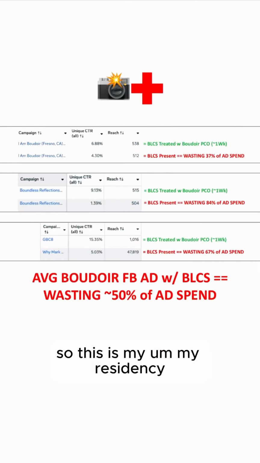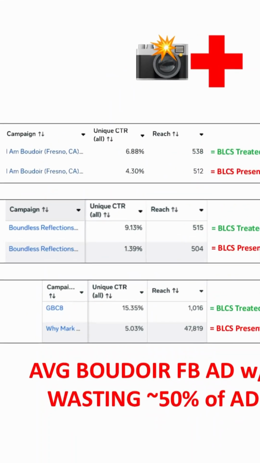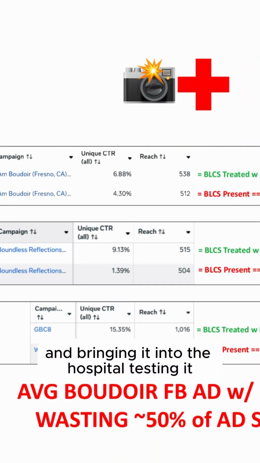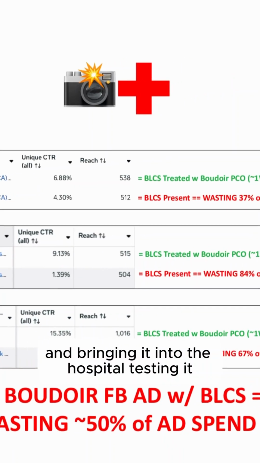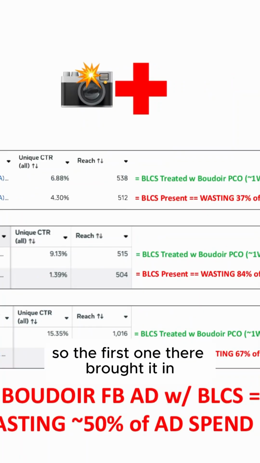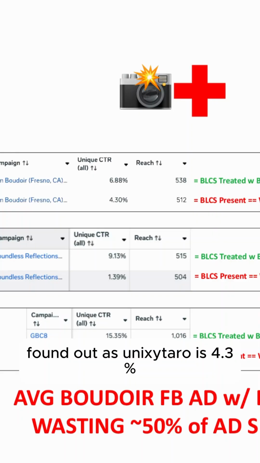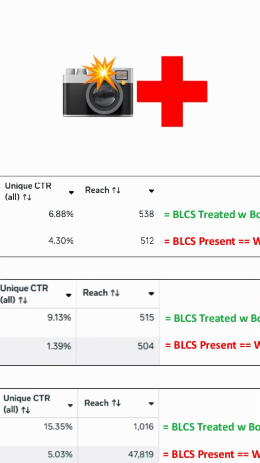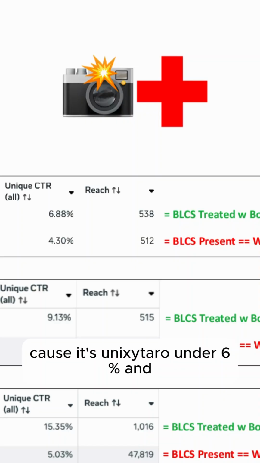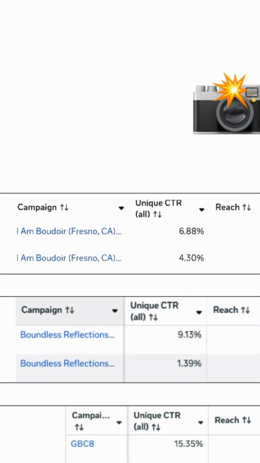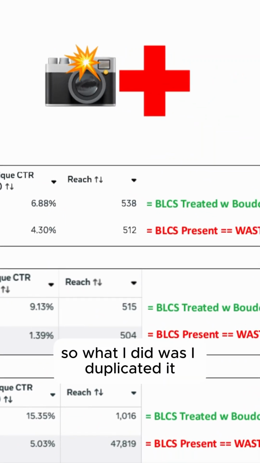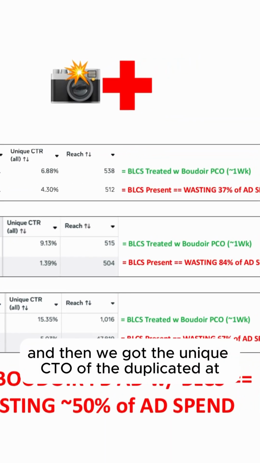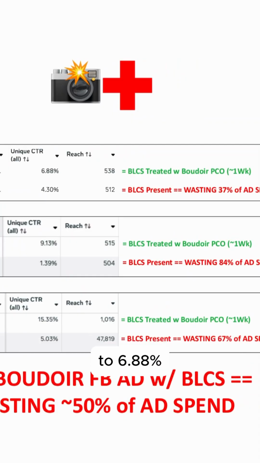So this is my residency, my history with that. So first part of residency, finding a Boudoir Facebook ad out there and bringing it into the hospital, testing it. So first one there, brought it in, found out its unique CTR was 4.3%. So we figured out BLCS is present because its unique CTR is under 6%. And so what I did was I duplicated it, treated it with Boudoir Pico, takes about a week, and then we got the unique CTR of the duplicated ad to 6.88%.